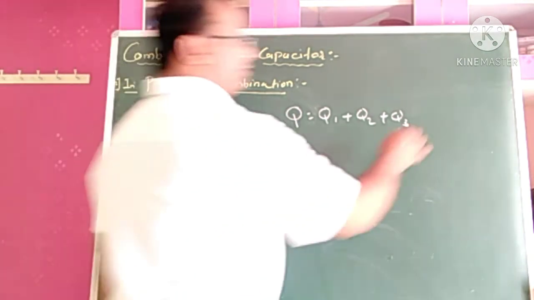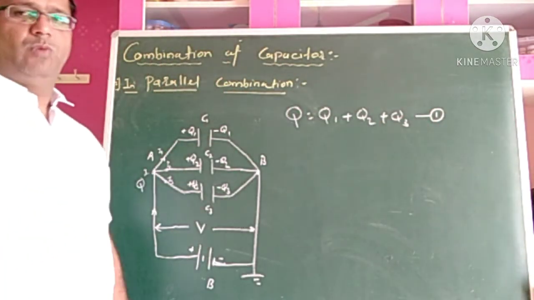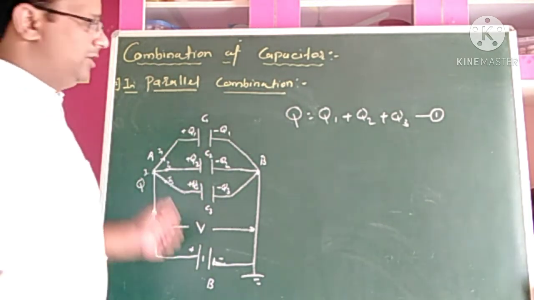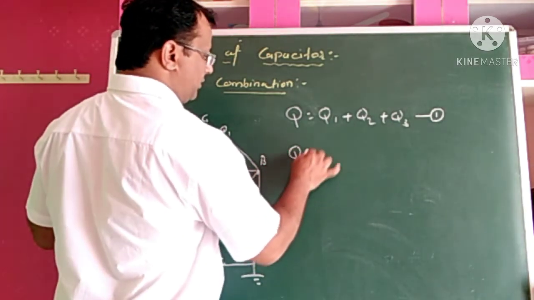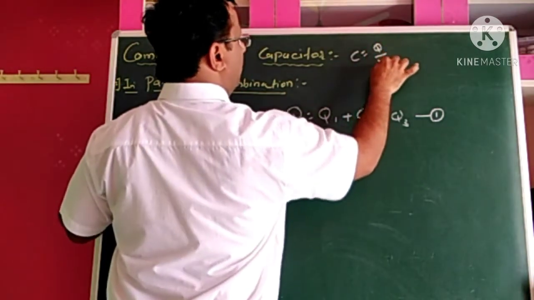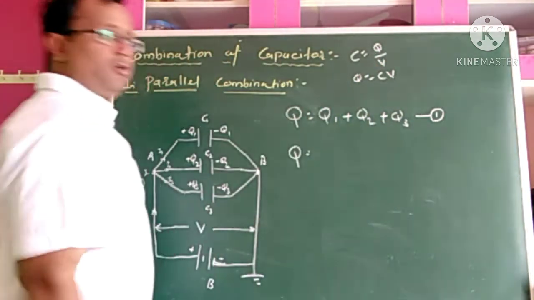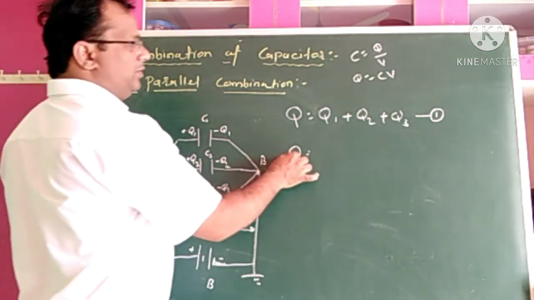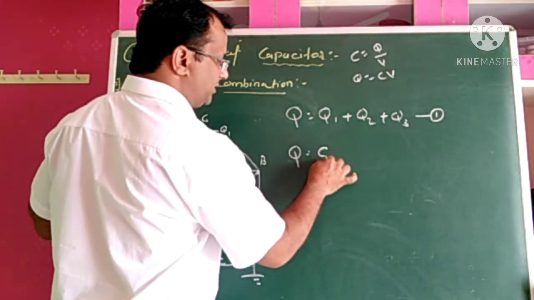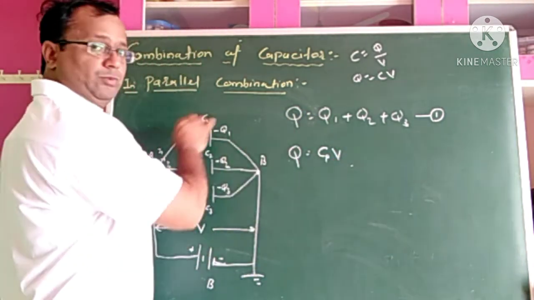Now, this will be equation number 1, right? Then we want to substitute the values of Q, Q1, Q2, Q3. We know the equation of capacitance, C equal to Q upon V, then Q is equal to CV. So we want to use this formula, right? Here Q is the total charge, that is the effective charge. Then we take the effective capacitance in parallel, and their potential is V. This is about the effective.